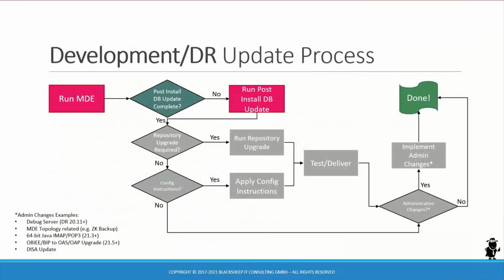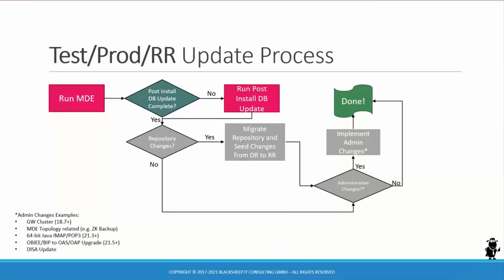So just really quick, there's a fast track for DR environments, and there's a slow track if you have to do some repository changes, of course. And for RR, the repository changes are migrated using the migration application. Before you run the migration application, you still have to run the MDE post-install database update.